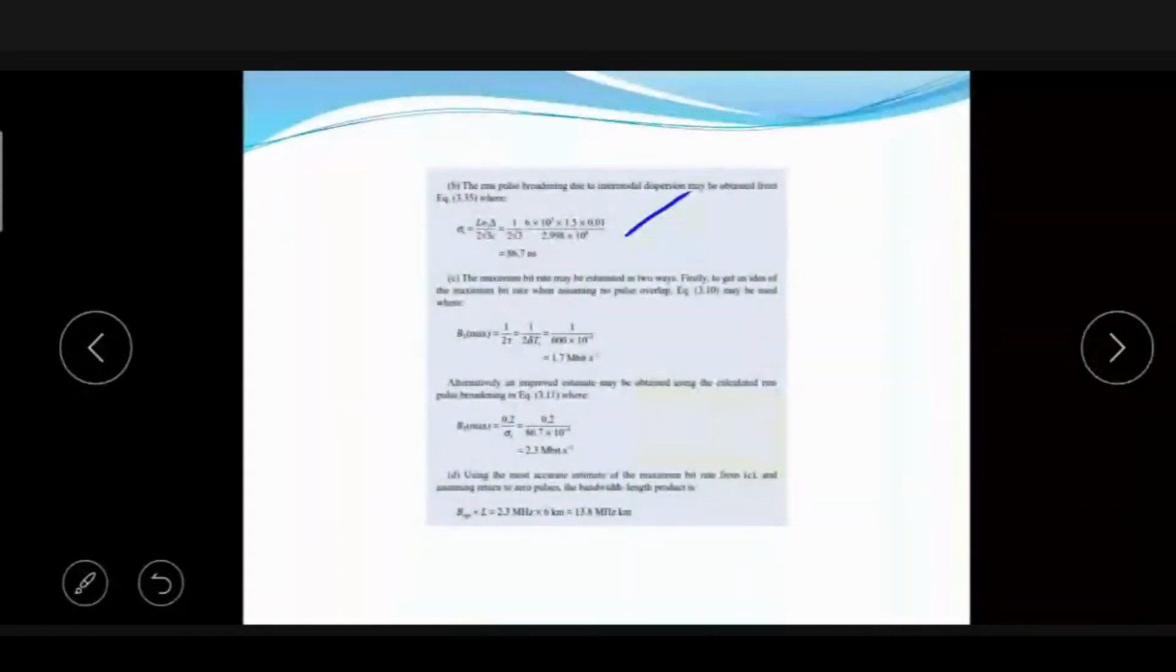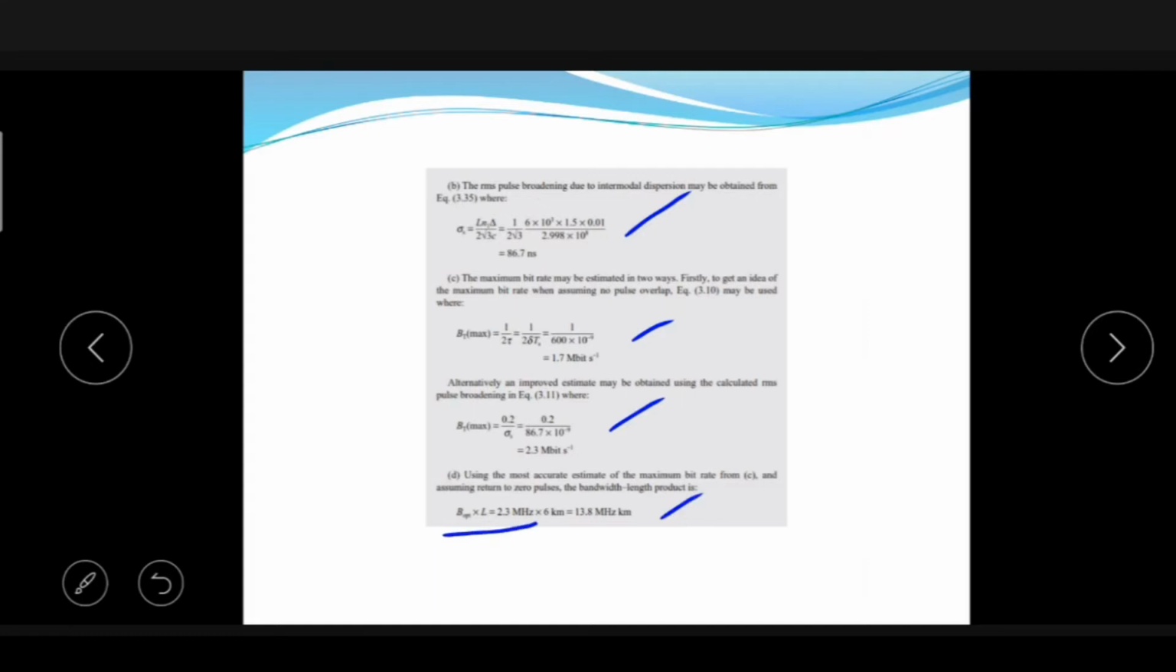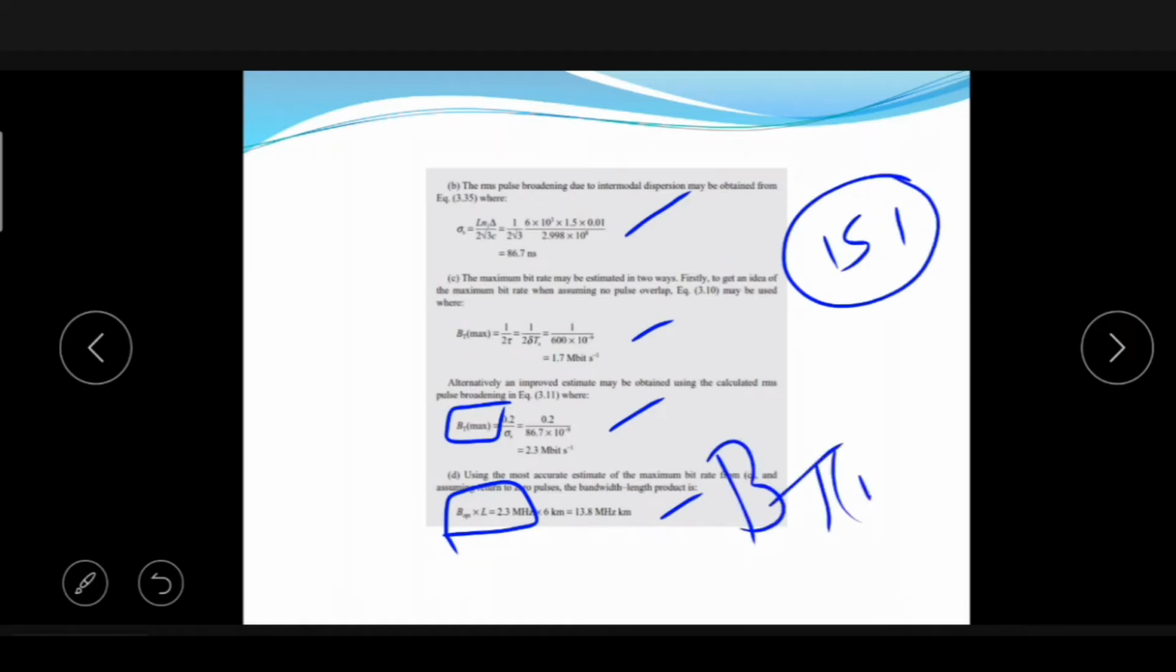Next, same thing, you can see sigma s is calculated. So here you can see delta Ts is calculated. This is based on what we have already considered earlier. One is the bandwidth length product, then BT max, that is the maximum bit rate in ISI. What we have done under intersymbol interference to avoid ISI: BT or B is less than or equal to 1 by 2 times tau. So these are the expressions you already know, and these expressions are to be used in the problem.